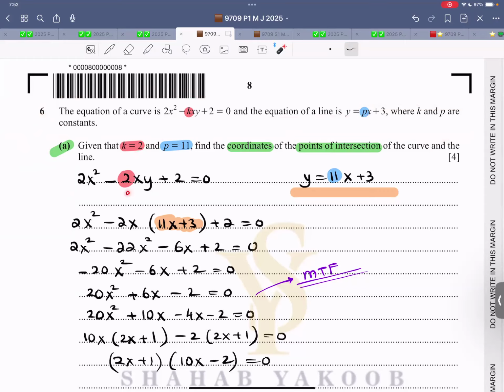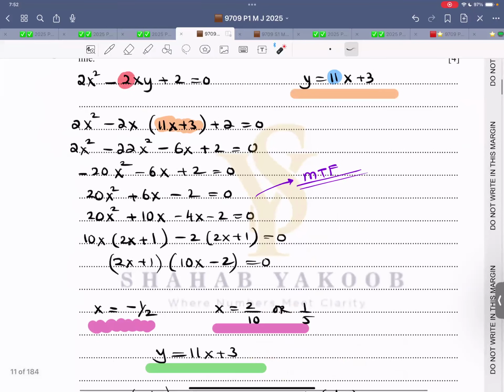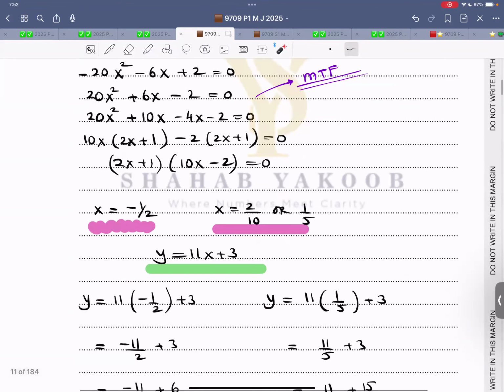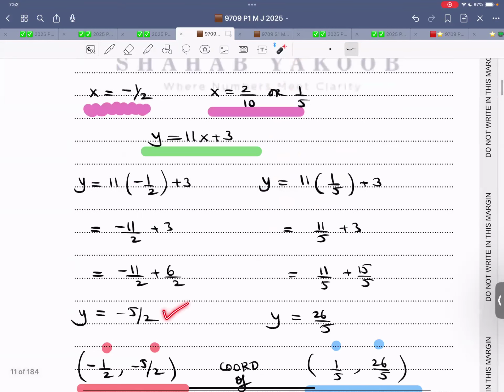So plug in these values, 2 and 11. Find the coordinates of the points of intersection of the curve and the line. They're asking for coordinates. Your answer better be in terms of coordinates. Now, one is linear, the other is non-linear. Y is already the subject, and there is only one insertion of Y. So that is why I substituted this. I solve this, again, middle term factorization. And then what are we getting? We are getting two values of X. Plug in, you get two corresponding values of Y.